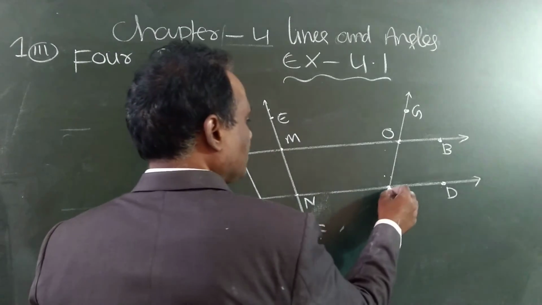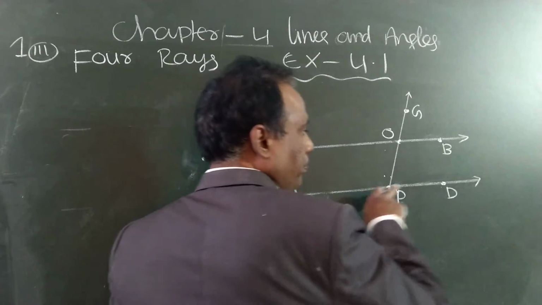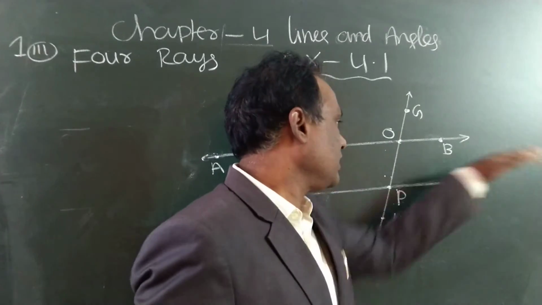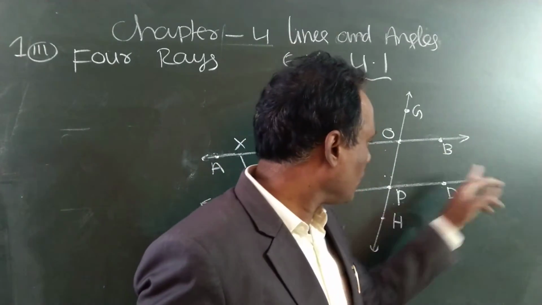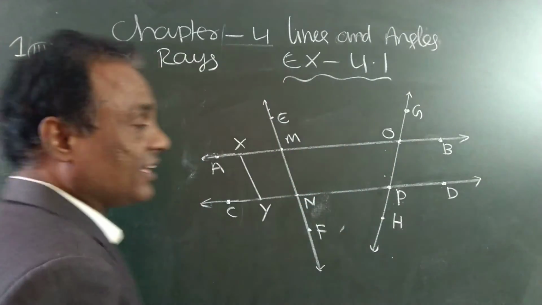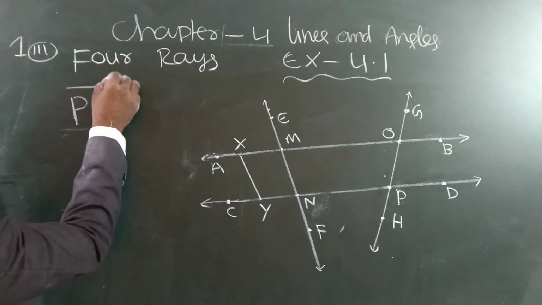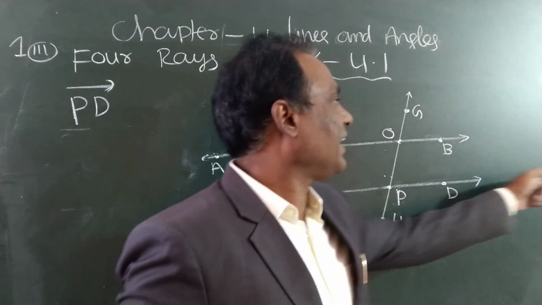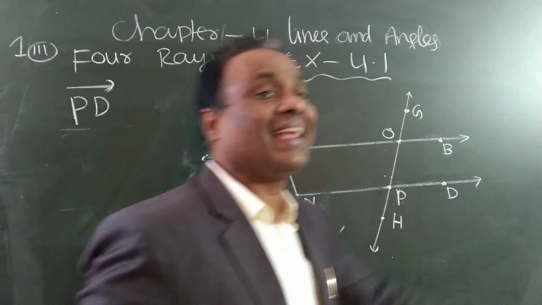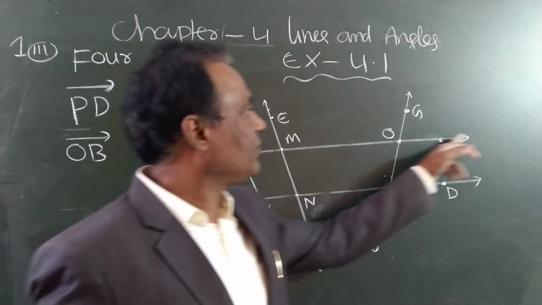Students, if you see this, PD is a ray. It is moving like this. Started from P, only one direction. PD ray means one direction arrow mark. OB is started from O. OB is a ray.